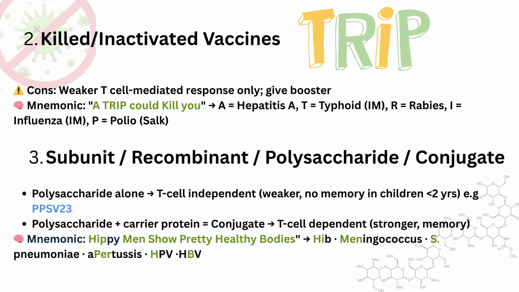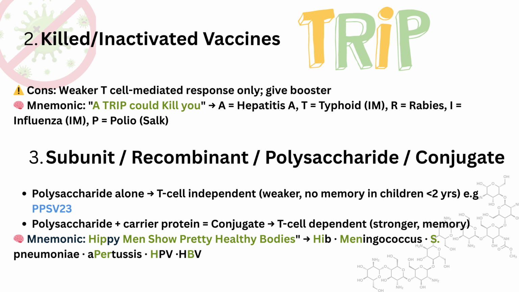Now for subunit vaccines, I want you to picture this: a group of hippie men showing pretty healthy bodies at a wellness festival. Sounds weird, but it works. Each letter represents a vaccine. H, Hib. M, meningococcus. S, streptococcus pneumoniae. P, acellular pertussis. H, HPV. B, hepatitis B. So remember, hippie men show pretty healthy bodies. Say it once, and those 6 subunit vaccines are much easier to recall.